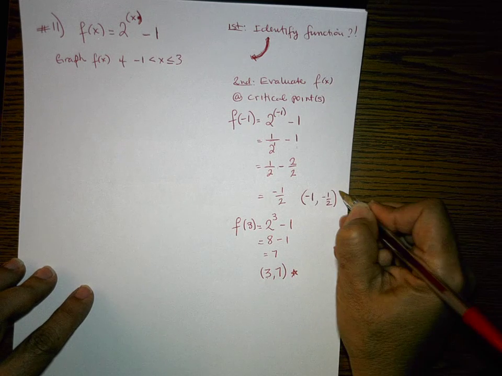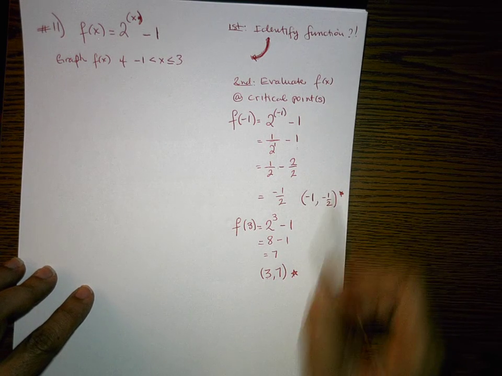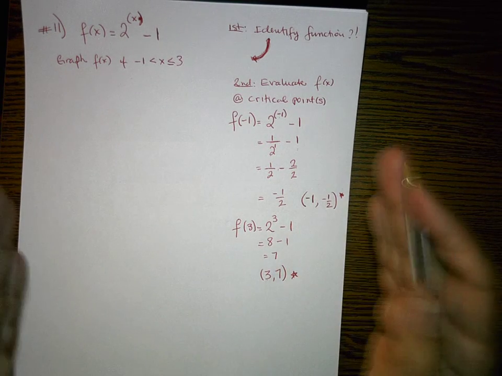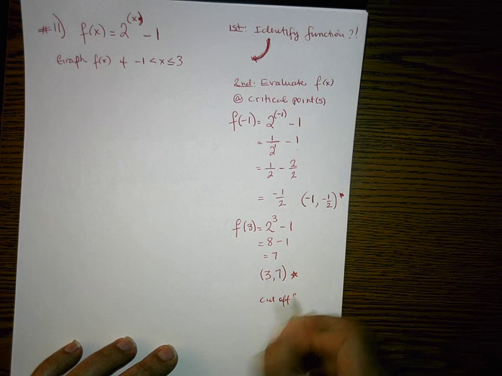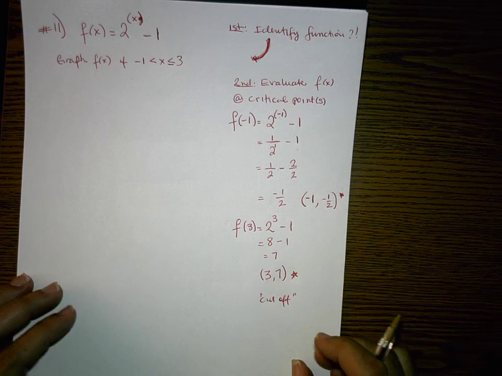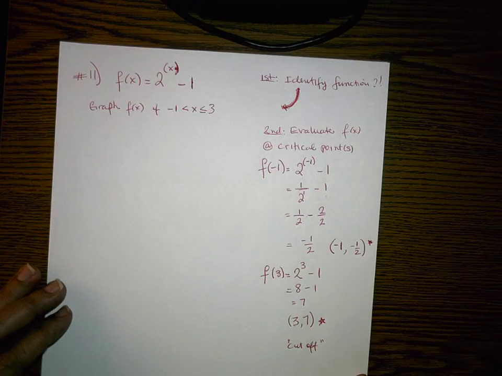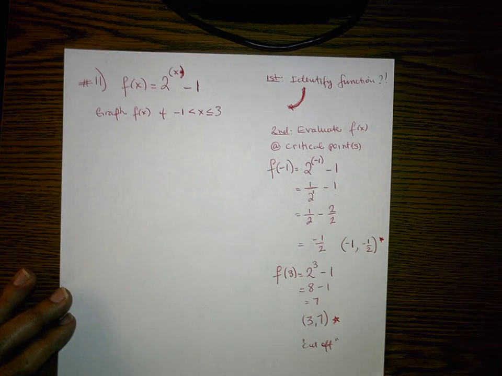So I have these 2 very, very important points. Let me put little stars here, because those 2 points are the end, the cutoff. I like to call it the cutoff of my graph. My graph is cut off at both ends here. Okay, so let's go back here with these 2 little pieces of information in mind.